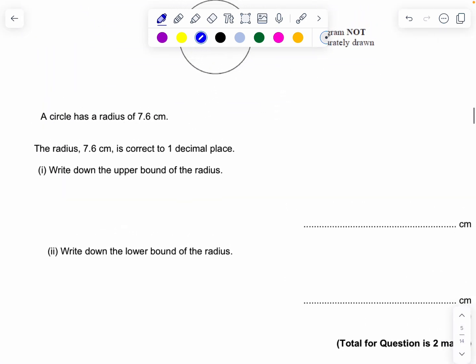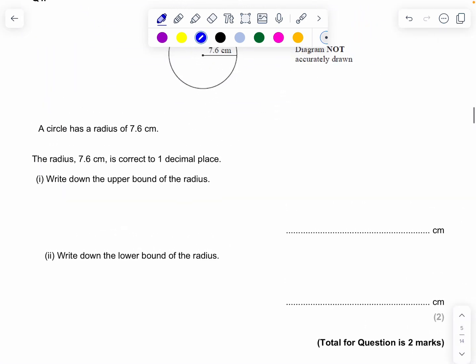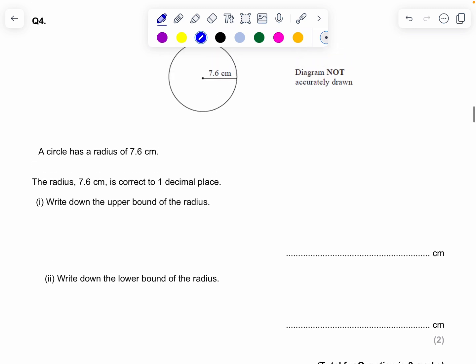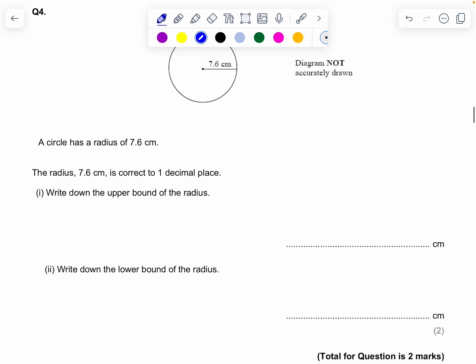Okay, next question then. Nice and easy upper and lower bound question. So it's not even asking you to find the area or circumference of this circle. It just wants the upper and lower bound of the radius. It's to one decimal place. So that means to the nearest 0.1.